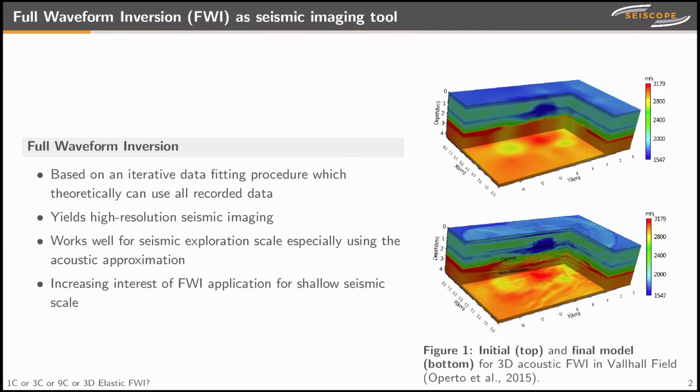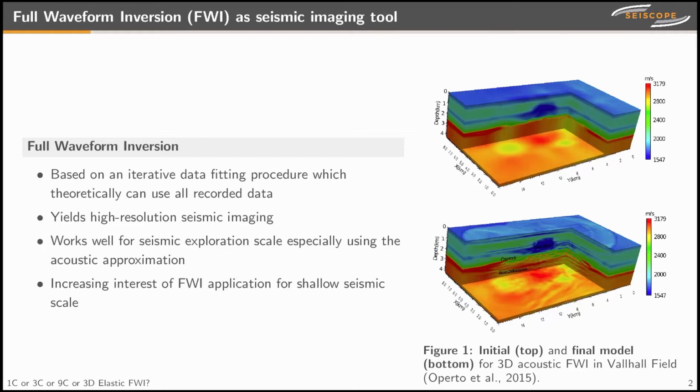FWI is based on an iterative data fitting procedure which theoretically can use all of the recorded data. Therefore, it is really efficient and there is no specific data extraction required to perform FWI directly. It is expected that this FWI can yield a high resolution seismic imaging up to half of the inverted frequency, at least in theory. This FWI works really well for seismic exploration scale, especially when we use the acoustic approximation.